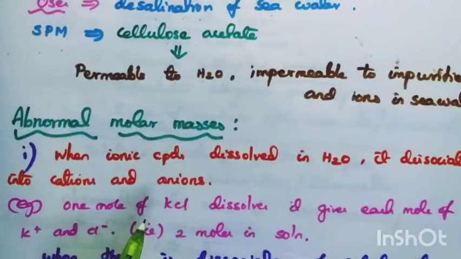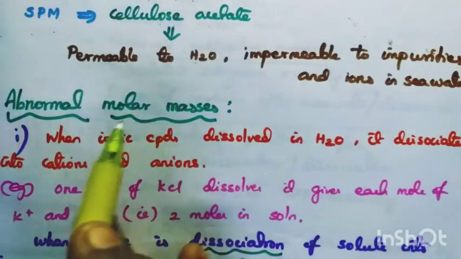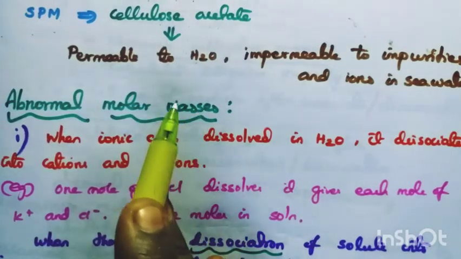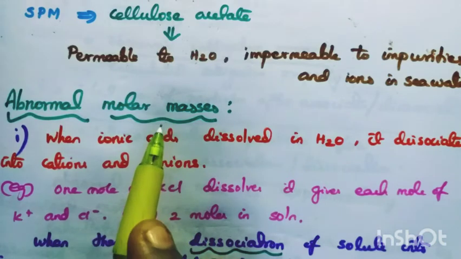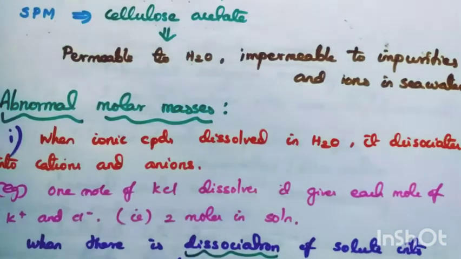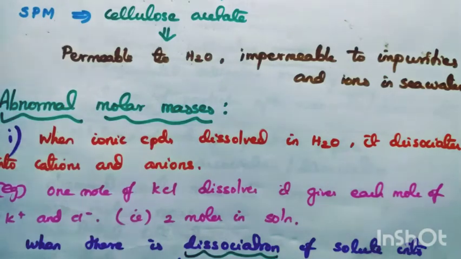Abnormal molar masses. What is abnormal molar mass? It is whether the molar mass increases or decreases compared to the experimental value, that is, the true value. We calculate the molar mass by the relative lowering of vapor pressure, elevation of boiling point, depression of freezing point, and also by osmotic pressure. Now, that experimental value is either more or less than the true value. That is called abnormal molecular mass.